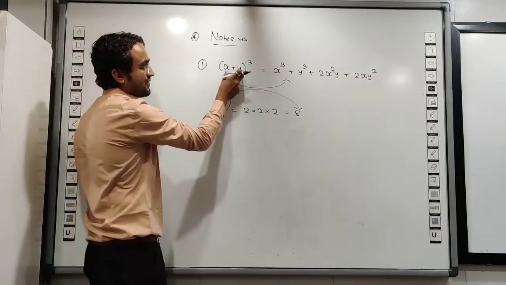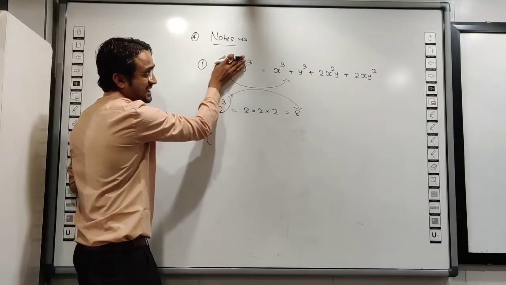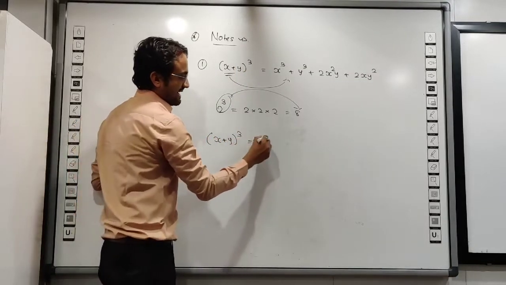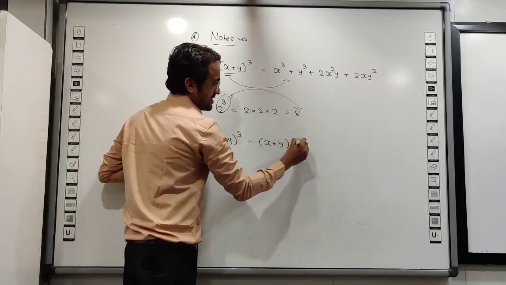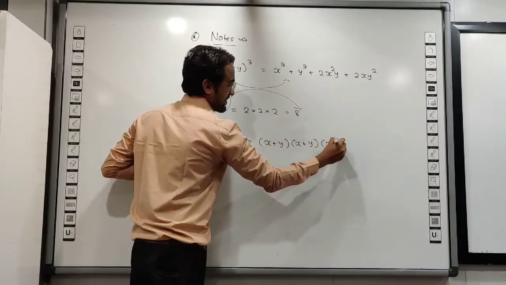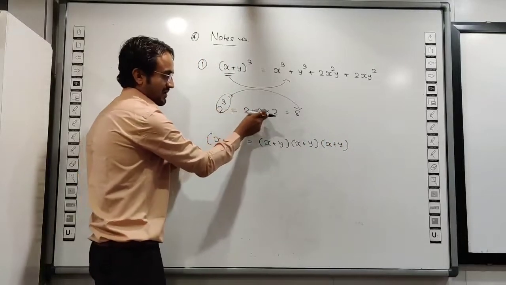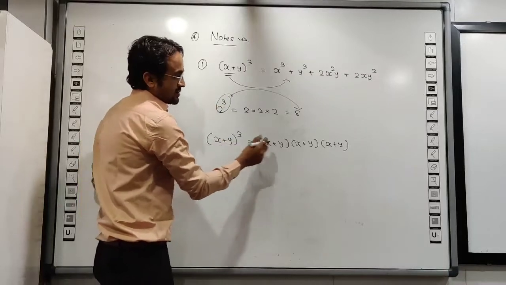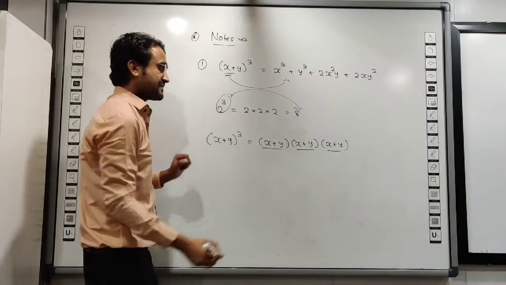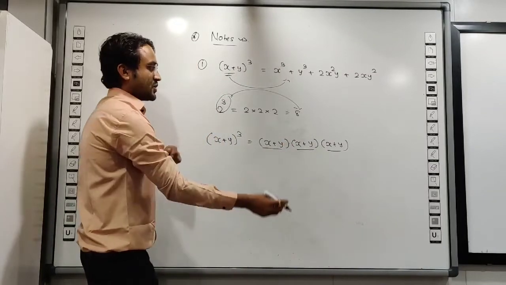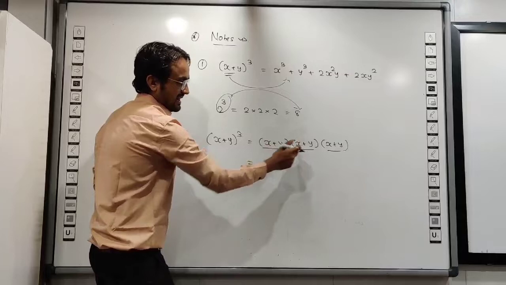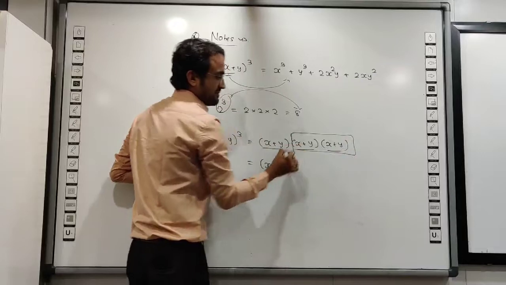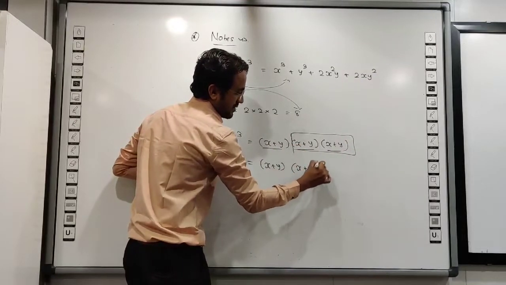In the same way, here if you assume this is your 2, then you multiply it 3 times. Here instead of 2, x plus y is there, so you write it 3 times. Here nothing between them means multiply. So for solving this, I can write x plus y, and here this one is 2 times, so I can write (x plus y) whole square.